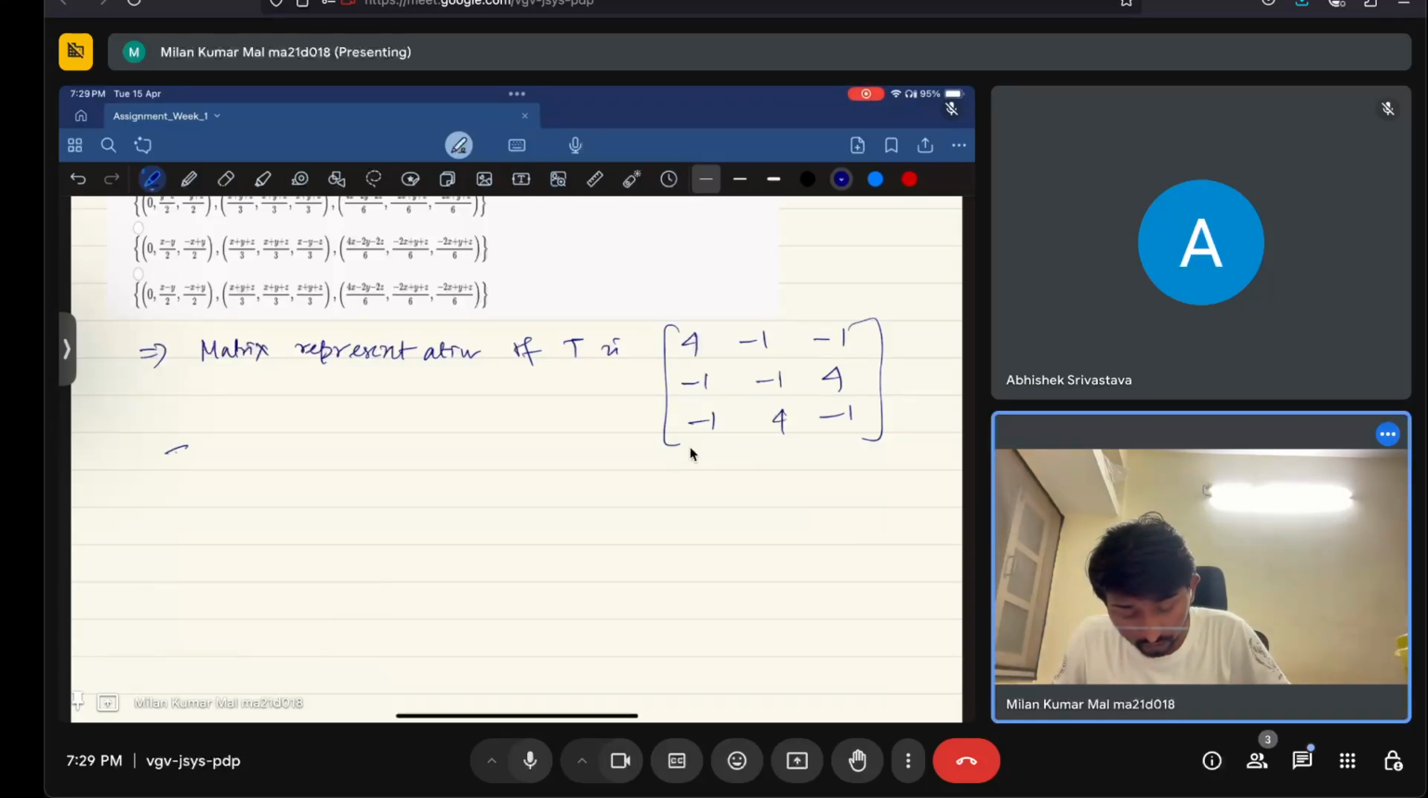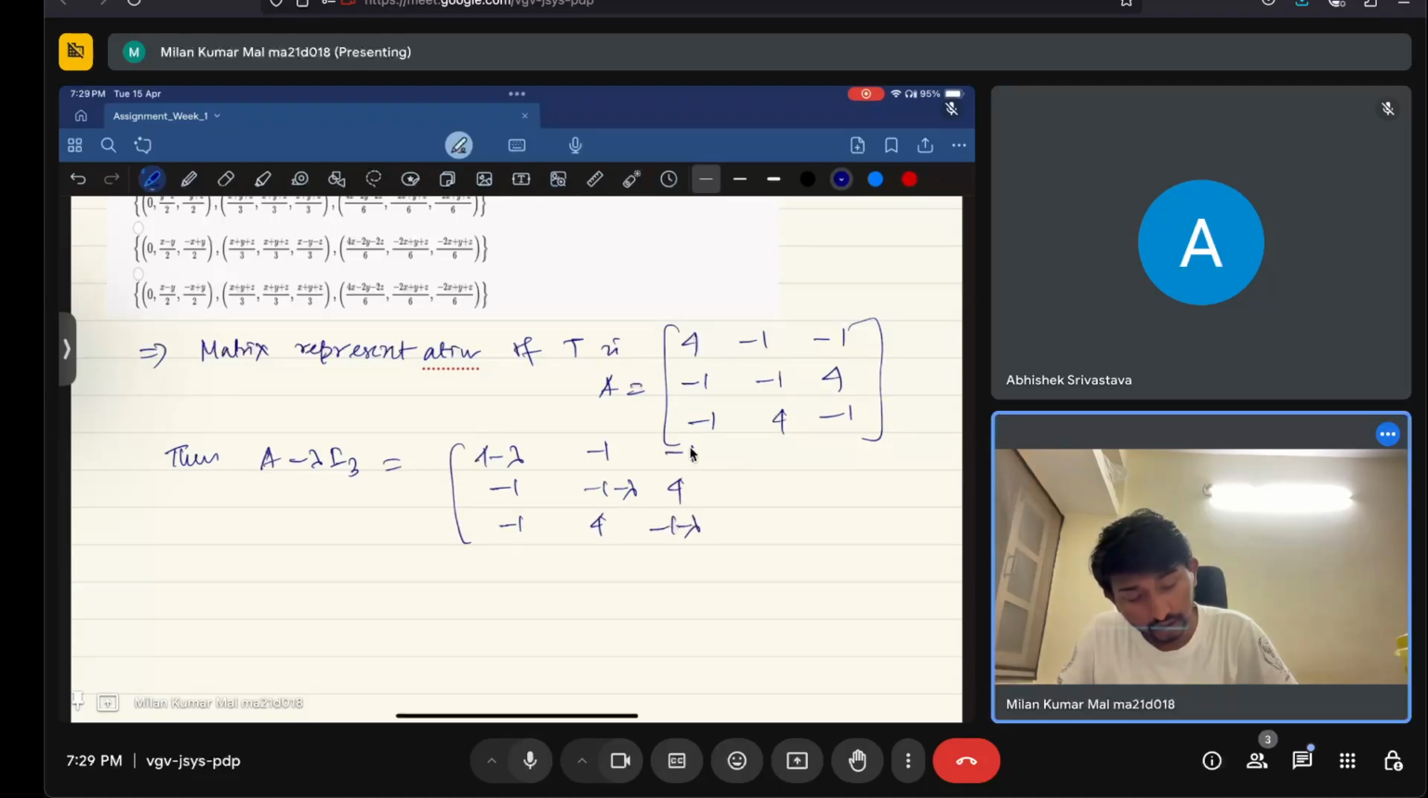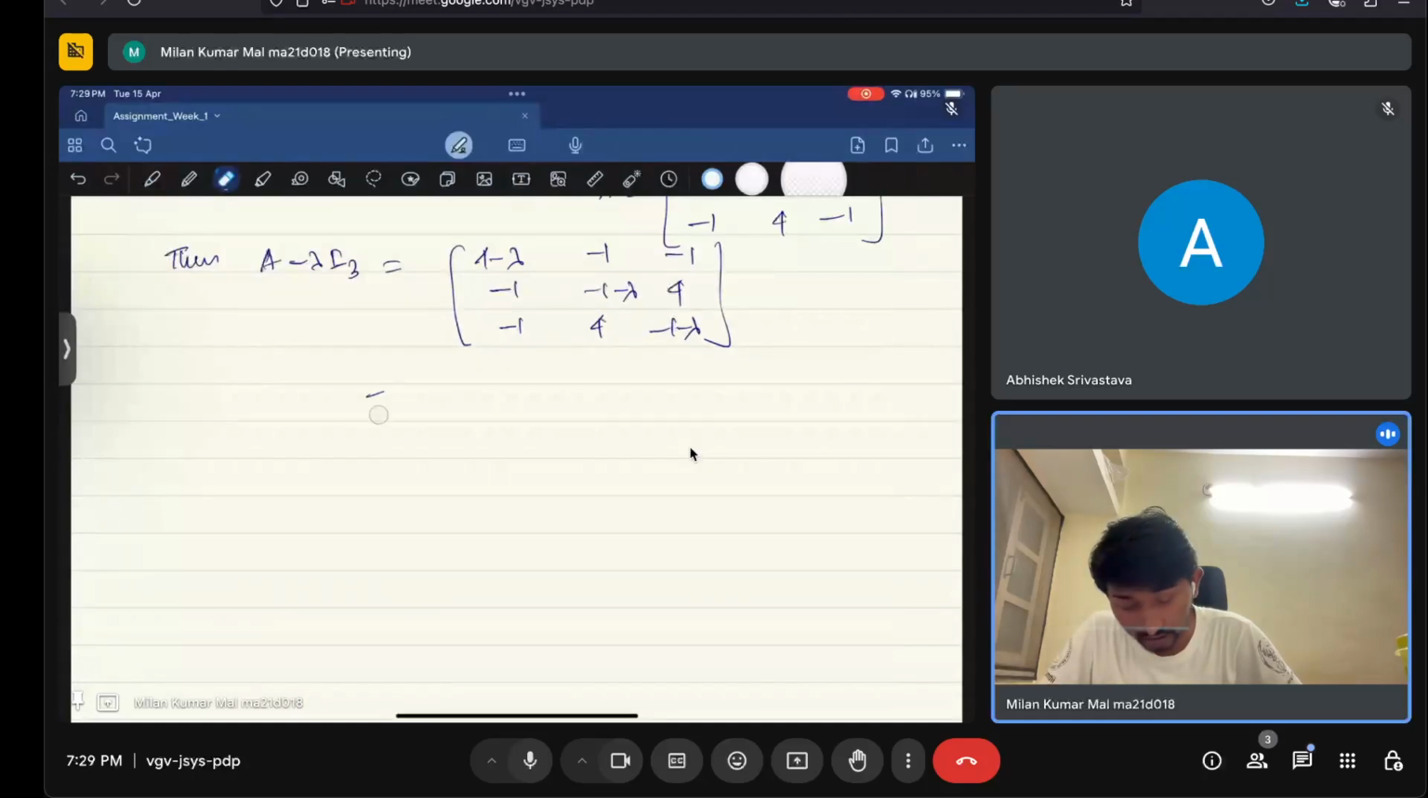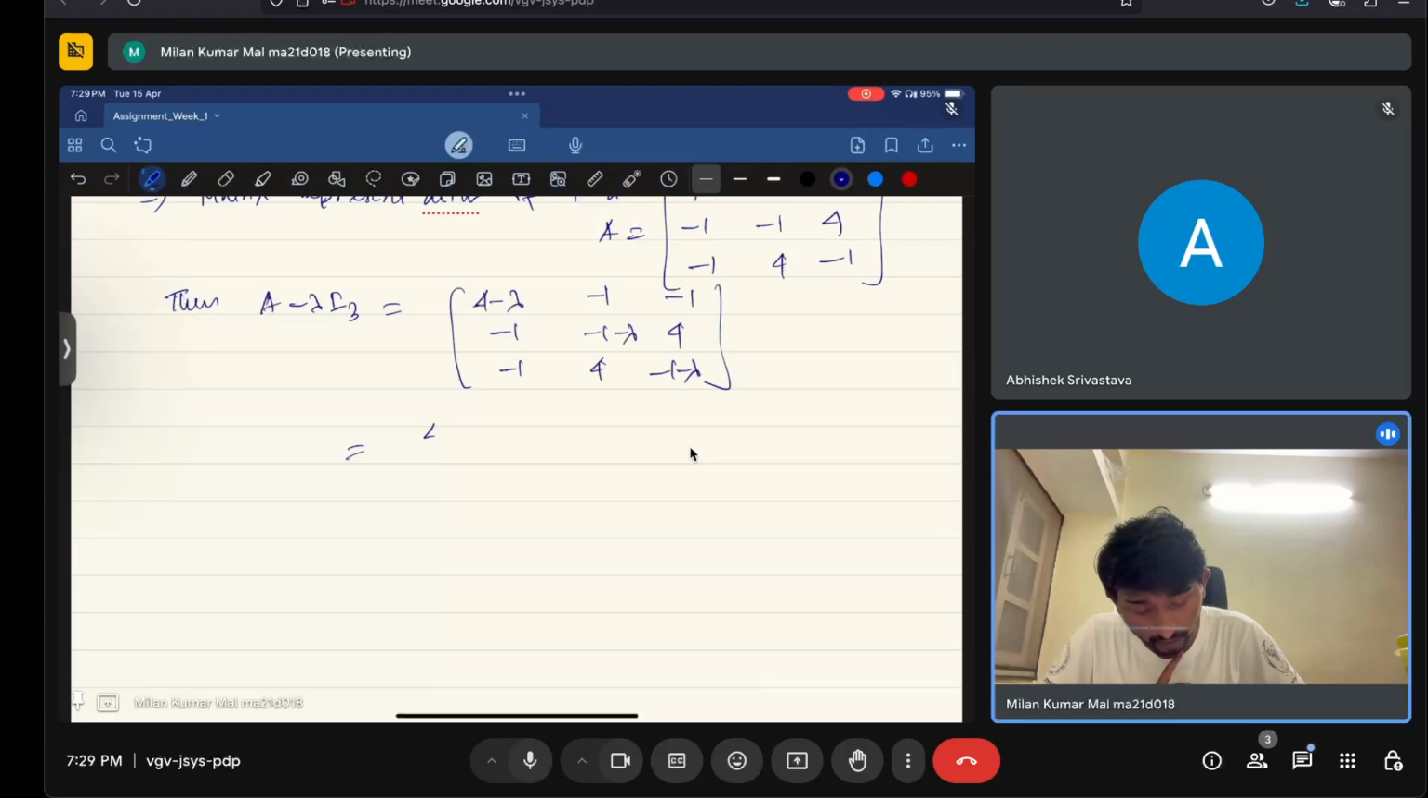Then A minus lambda I, that will be 4 minus lambda, minus 1, minus 1; minus 1, 4 minus lambda, minus 1; minus 1, minus 1, 4 minus lambda. This is the matrix. So therefore what I will get, we have to first do some row reduction, that will be easy, but we can directly also go, that is not a problem. We can at least remove 2 rows. Okay, so we'll do a column operation.